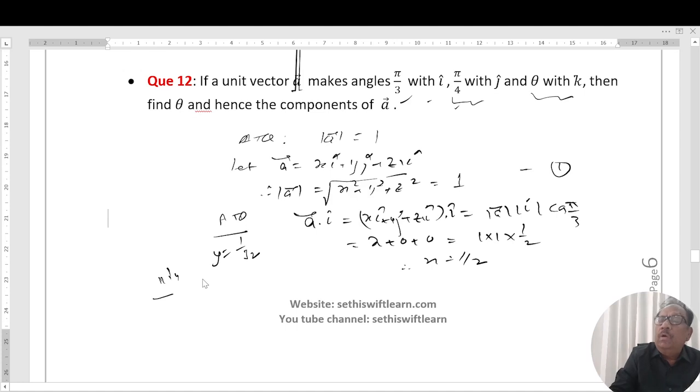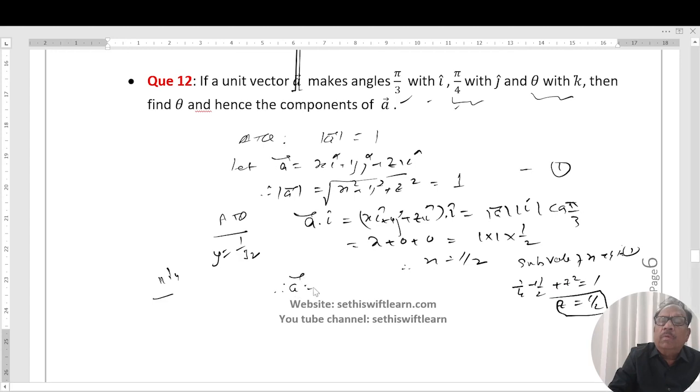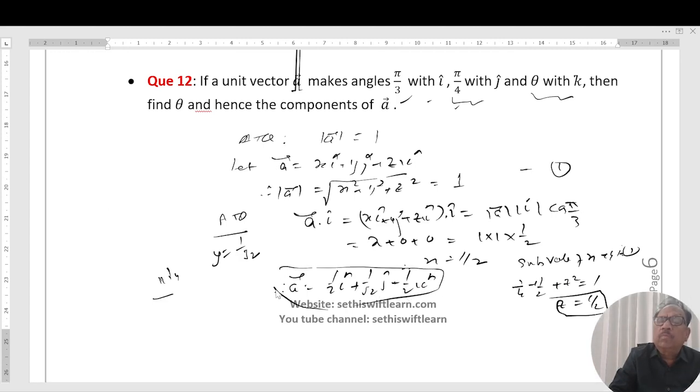Substituting the values of x and y in equation 1, we get 1 by 4 plus 1 by 2 plus z square equal to 1. On simplification, z comes out to be 1 by 2. Therefore, vector A will be 1 by 2 i plus 1 by root 2 j plus 1 by 2 k. This is one answer, and we have to find theta also.